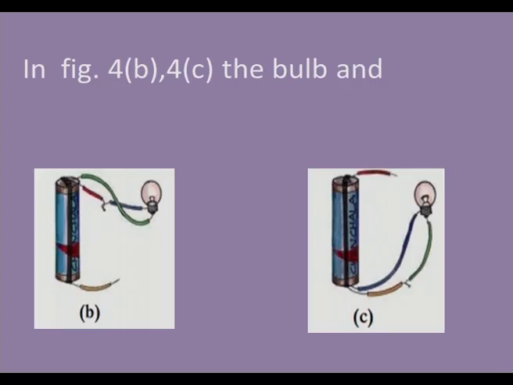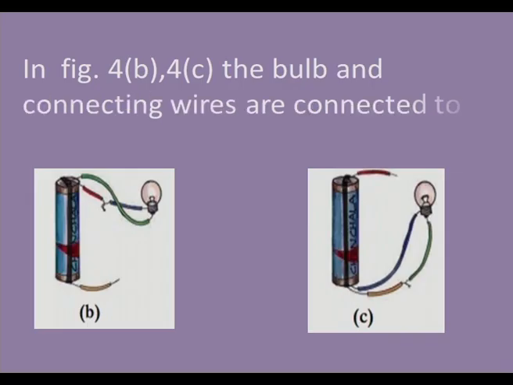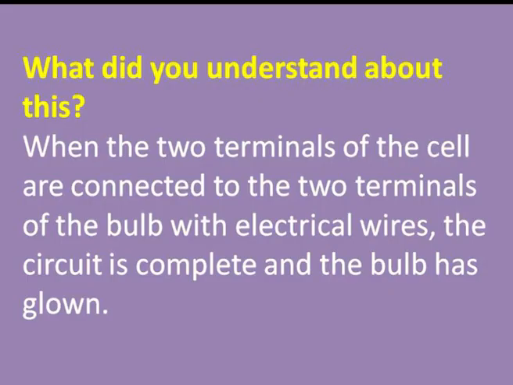Now, in figure B and C, the bulb is attached to only one terminal of the battery, that is why current is not flowing through them. Connecting wires are not connecting to the same terminal of the battery. What did you understand about this?